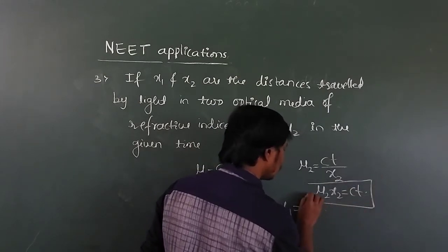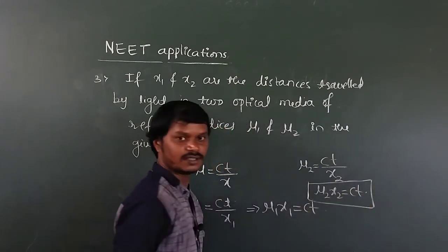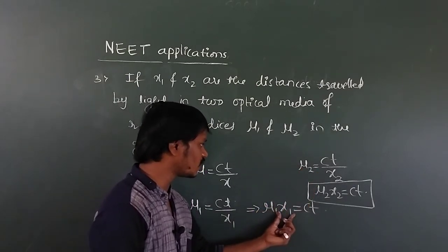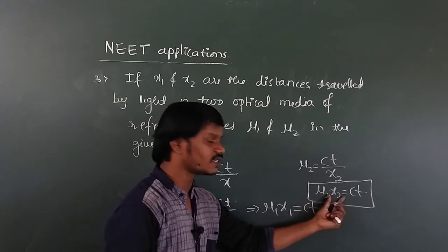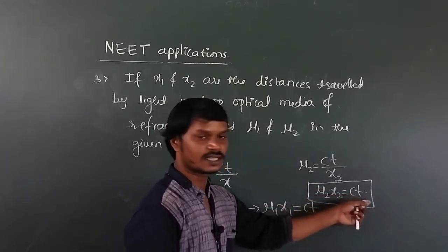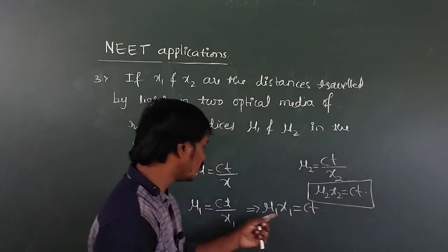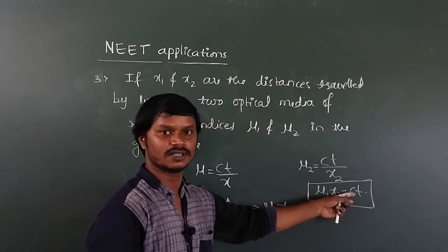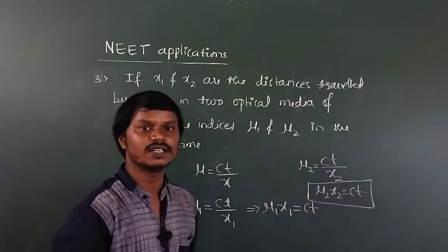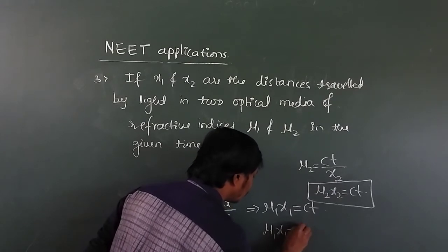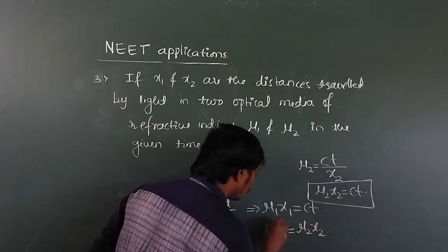See here, c into t is constant, because for the distance x1 and for the distance x2 the time taken is the same. Hence from these two equations, the right hand sides are equal, so the left hand sides must be equal. Now we can write mu1 x1 is equal to mu2 x2.